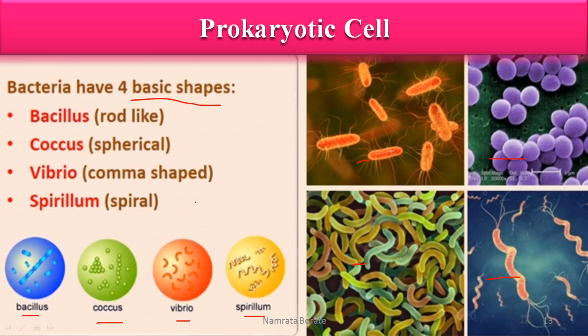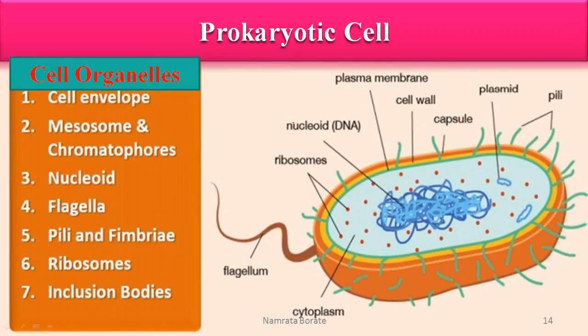So the shape of the bacteria also varies. The next topic is the organelles present in the prokaryotic cell. The first one is the cell envelope. There are three forms of the cell envelope. The outer one is the glycocalyx, the second one is the cell wall, and the third one is the plasma membrane, which is the innermost. So it is called the cell envelope.